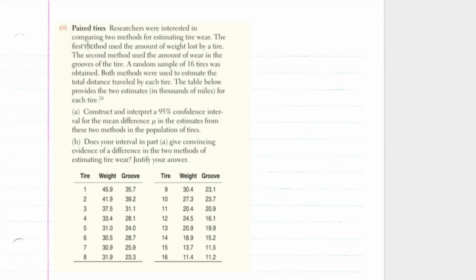Researchers were interested in comparing two methods for estimating tire wear. The first method used the amount of weight lost by a tire. The second method used the amount of wear in the grooves of the tire. A random sample of 16 tires was obtained. Both methods were used to estimate the total distance traveled by each tire. The table below provides the two estimates in thousands of miles for each tire.